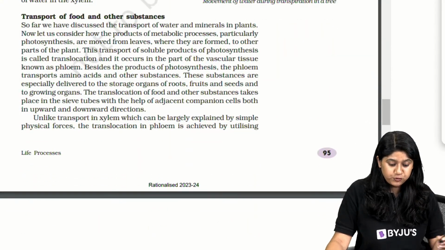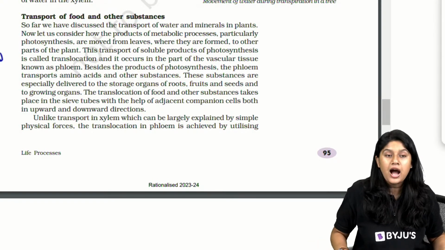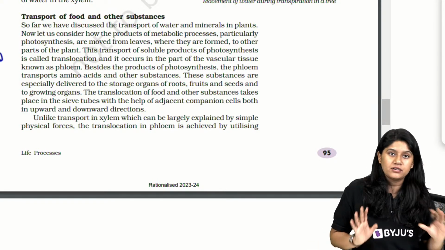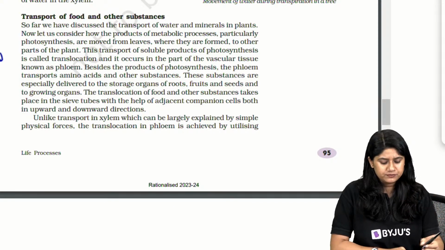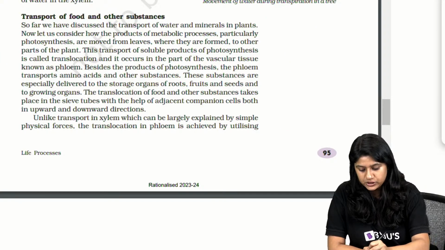Now, transportation of the food, of course, they have mentioned about the phloem, everyone, right? How there's a utilization. And it's easy. It's not very difficult. Okay. So, this part talks about the transportation through the phloem.